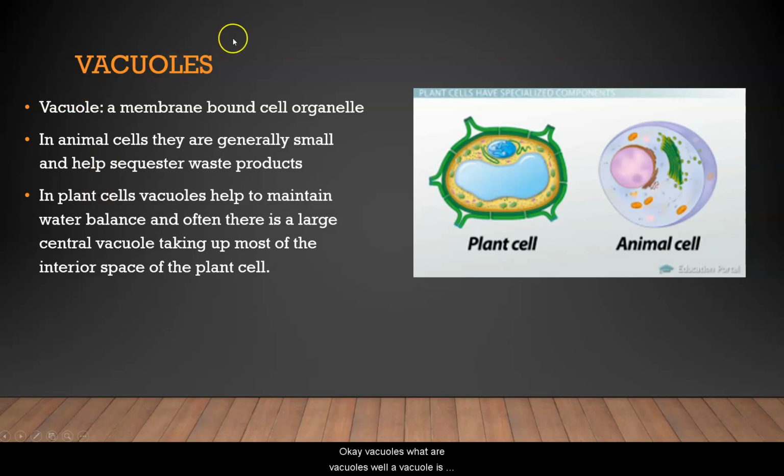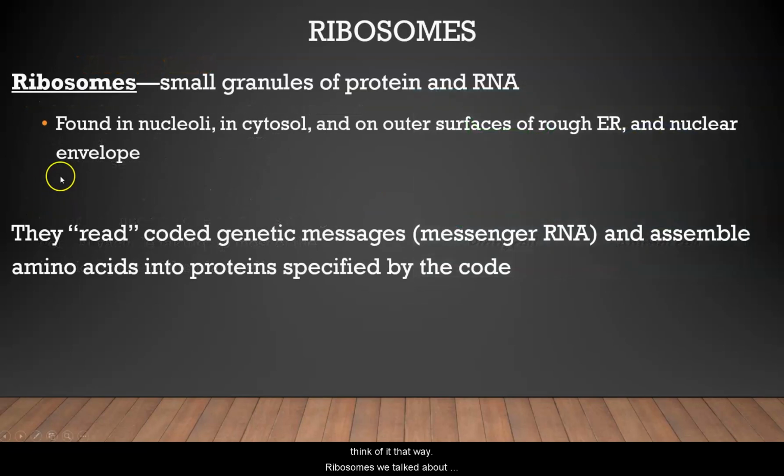Okay, vacuoles. What are vacuoles? Well, a vacuole is just another membrane-bound cell organelle, and in animal cells, they are generally very small. You can see them dotted throughout the cell, and they basically are just sacs that help sequester waste products. In plant cells, they help to maintain water balance, and often there is a very large central vacuole that takes up most of the interior space of the plant cell. So that's a vacuole, just basically storage units. Think of it that way.